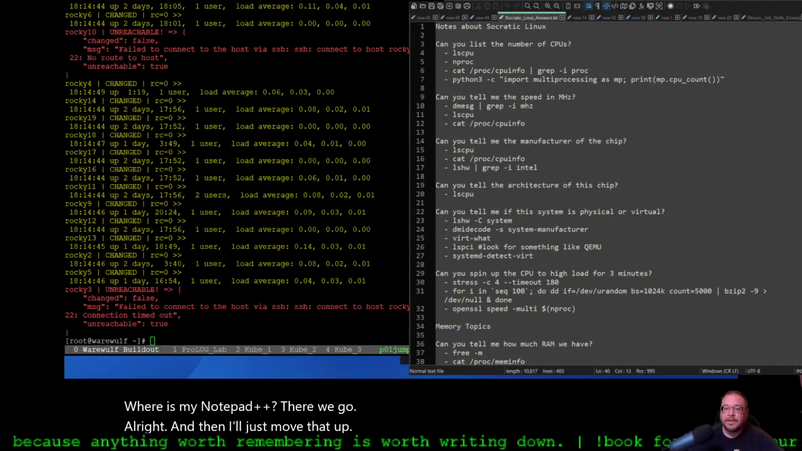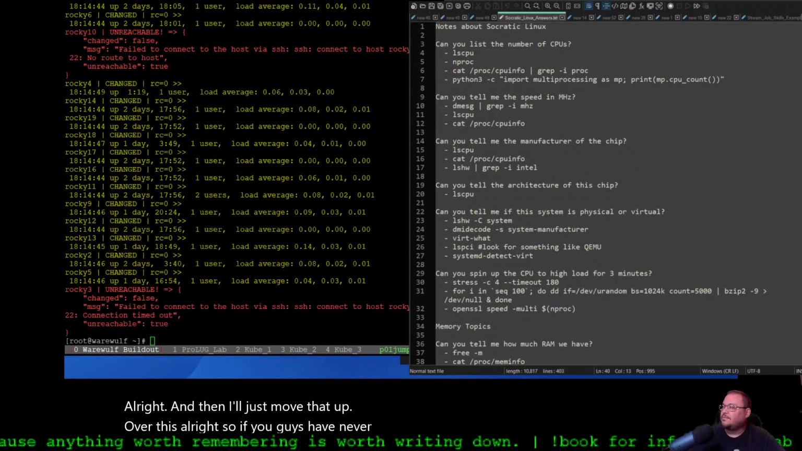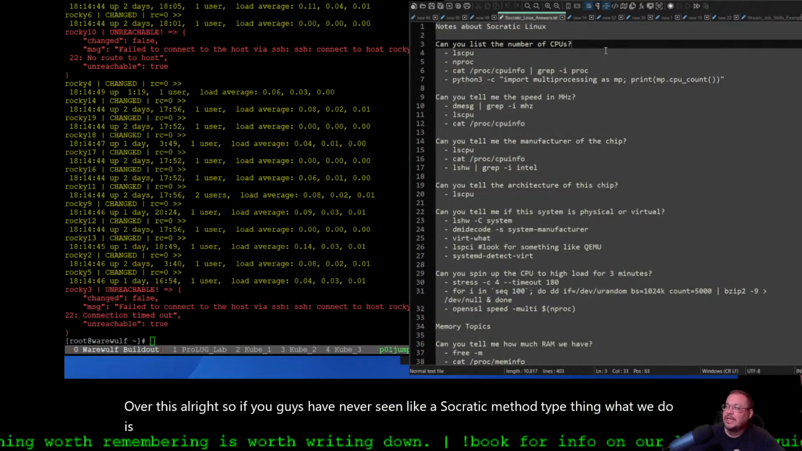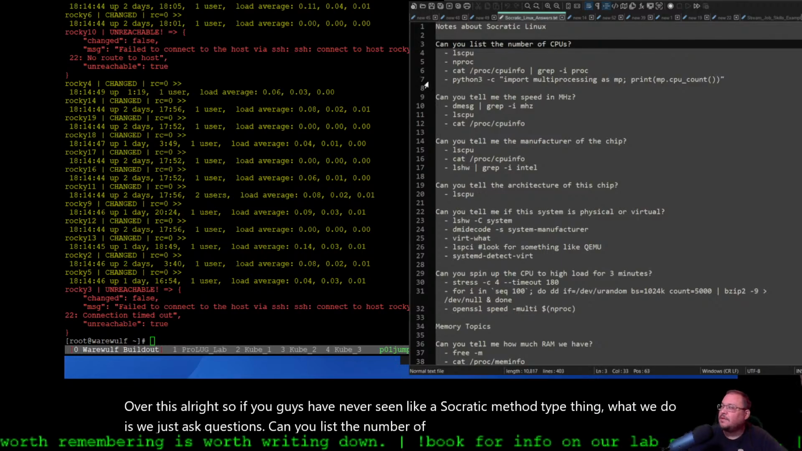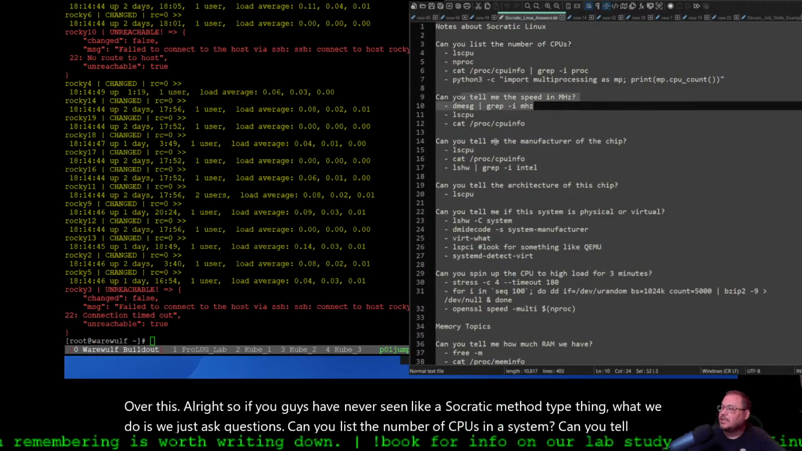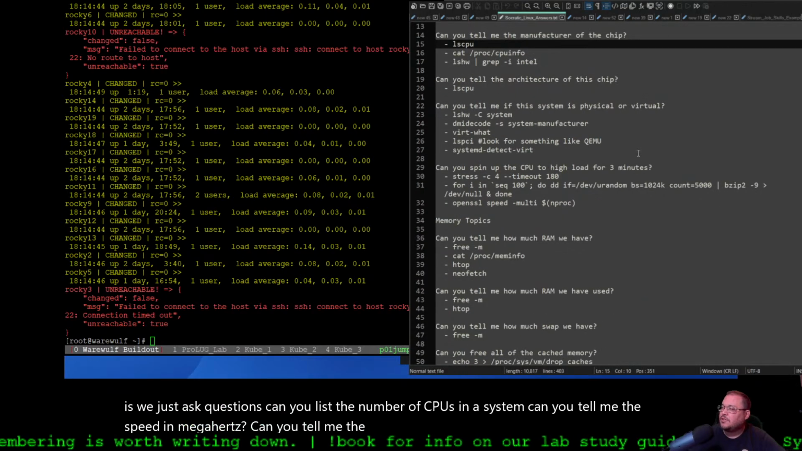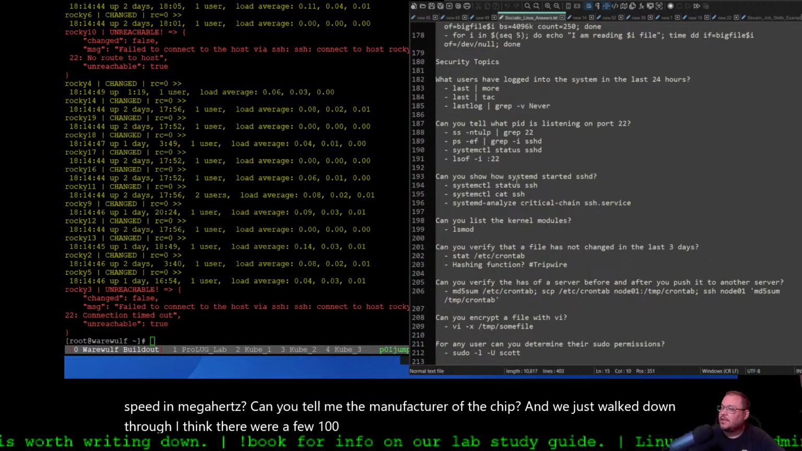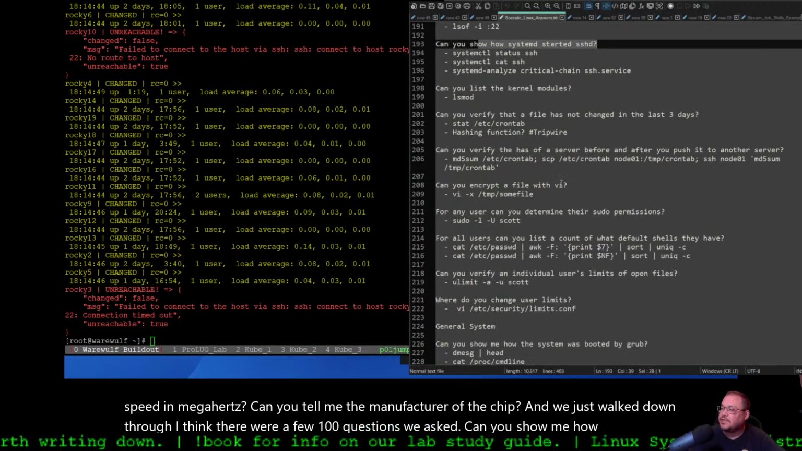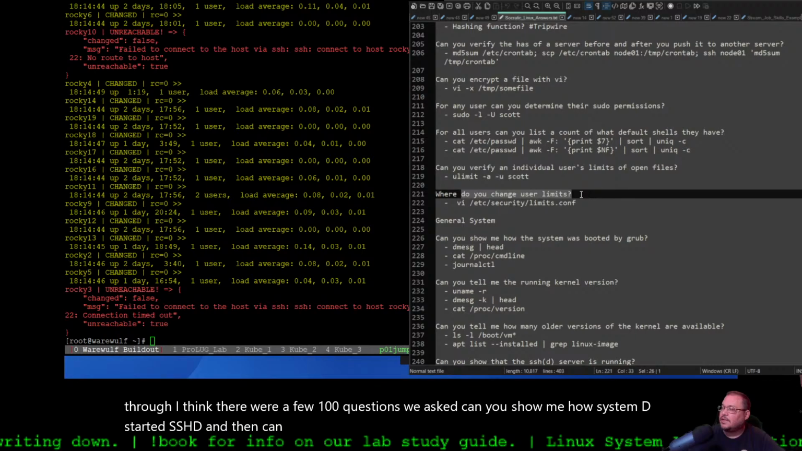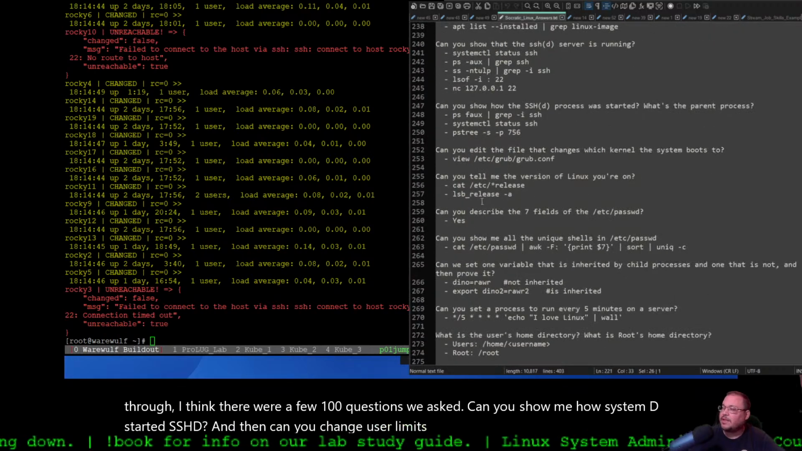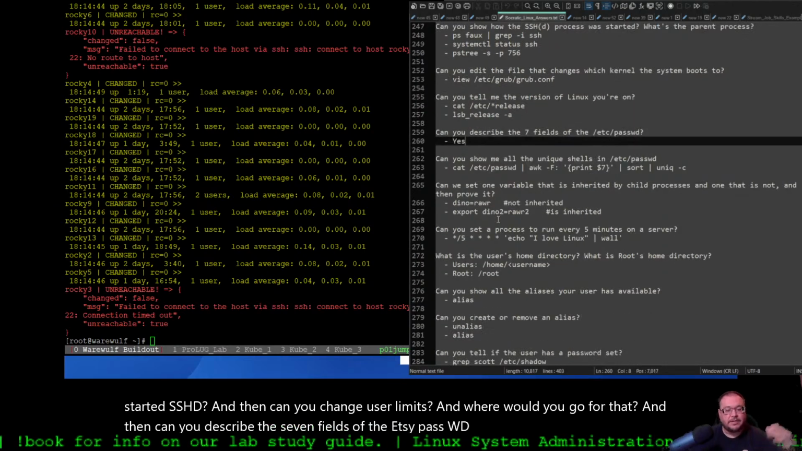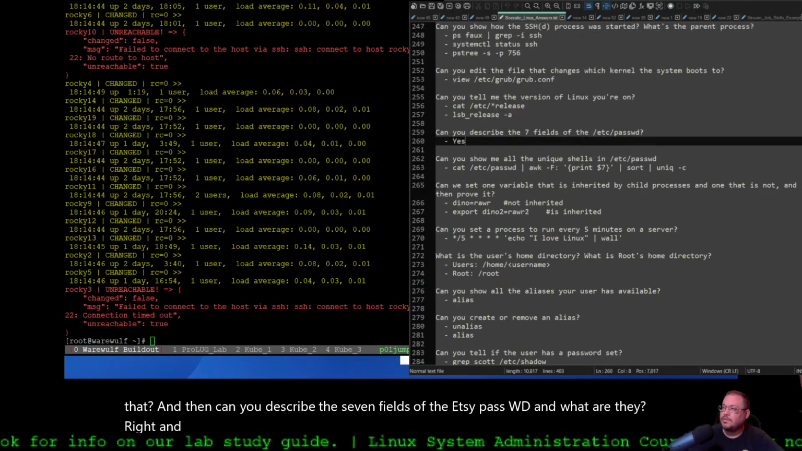If you guys have never seen a Socratic method type thing, what we do is we just ask questions. Can you list the number of CPUs in a system? Can you tell me the speed in megahertz? Can you tell me the manufacturer of the chip? We just walk down through, I think there were a few hundred questions we asked. Can you show me how systemd started SSHD? Can you change user limits, and where would you go for that? Can you describe the 7 fields of /etc/passwd, and what are they? And just walk down through the whole thing.